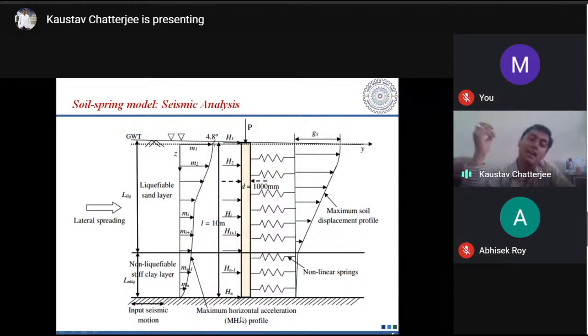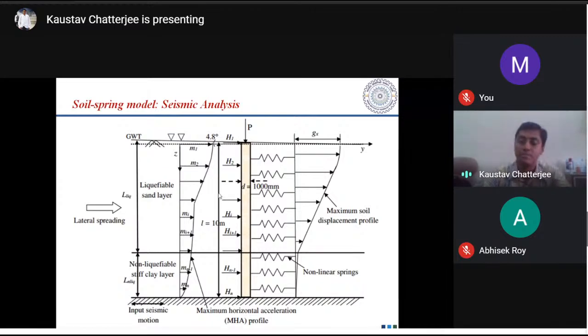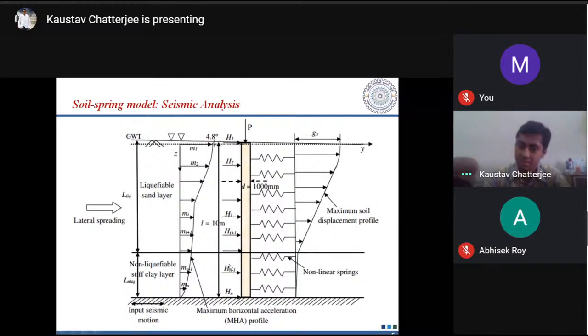That is, we have done a ground response analysis, an equivalent linear ground response analysis under free field conditions, and at different depths we have determined the maximum horizontal acceleration. Now, using this maximum horizontal acceleration and as per the standard codes in practice, we have obtained the lateral load at different depths. Also, you can see one thing: the top ground surface has been inclined at an angle of 4.8 degrees with respect to the horizontal. Why? So as to generate the lateral spreading that is going to occur once liquefaction starts.